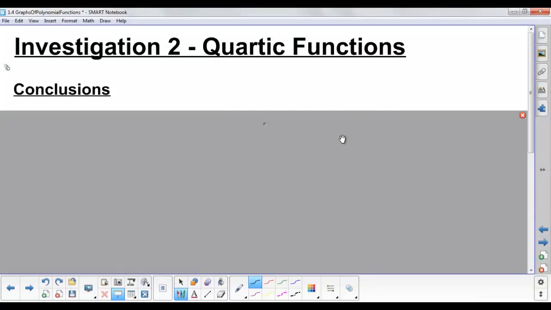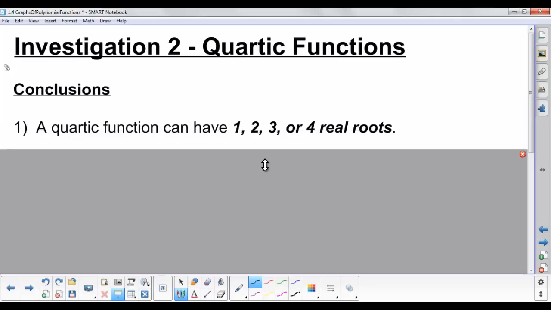So now that you've taken a look at those, we're going to come up with the same kinds of conclusions that we did for a cubic function. So the first thing we're going to talk about is the maximum number of roots. If this is of degree 4, then the maximum number of roots we can have is 4. And because of the end behavior, we can actually, in fact, have 0 roots.